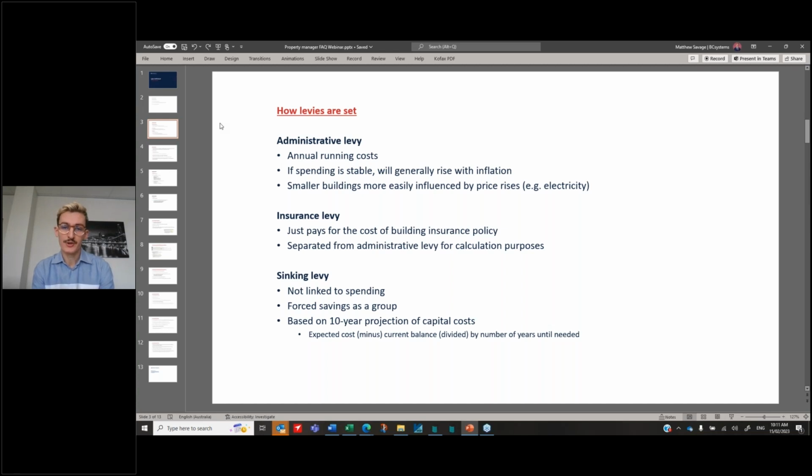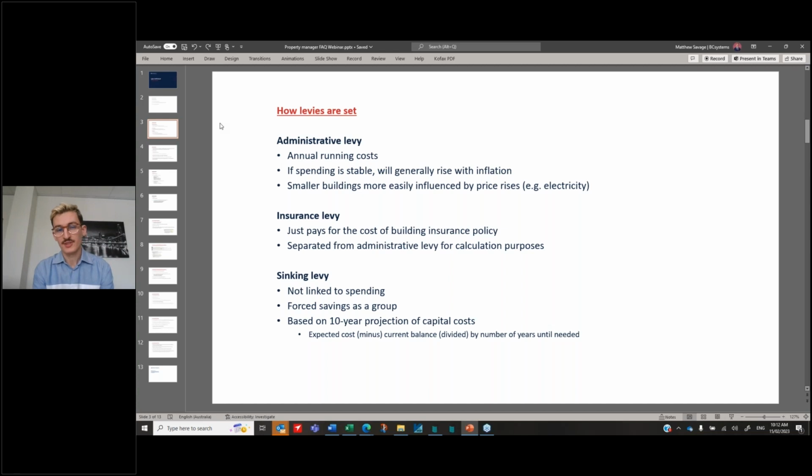So we will see a lot of questions in the sinking fund where the body corporate has raised its sinking fund levies, and that's raising the savings amount. And owners may say, well, nothing's being done. What are you spending that on? But that is not the right question, because the body corporate's not spending the sinking fund money. It's just raising it. So it's really forced savings as a group.